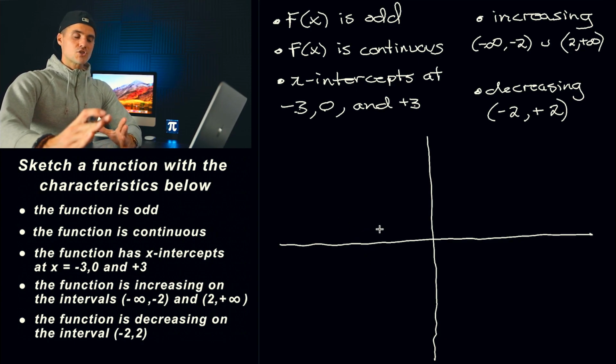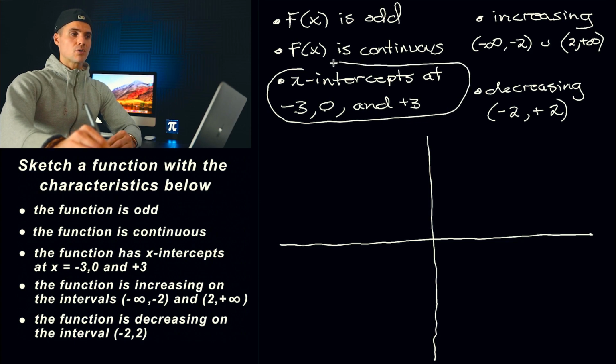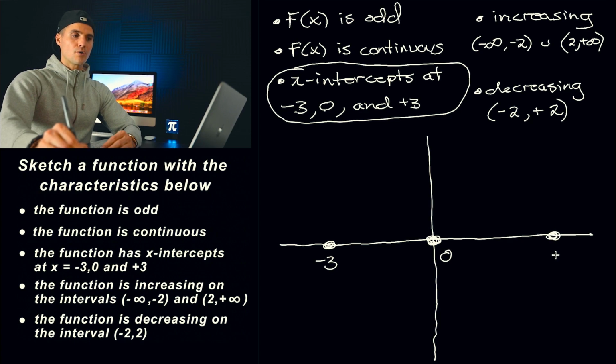Now, remember what I've mentioned before with these kinds of examples? I always like to start with concrete characteristics, so characteristics that there's not going to be any subjectivity involved. And so that starts off with actual coordinates on the function. And notice that this characteristic gives us actual coordinates. So notice the x-intercepts are -3, 0, and +3. So if we plot those, we know that the function for sure has to go through those points right there. So I always like to start off with those.